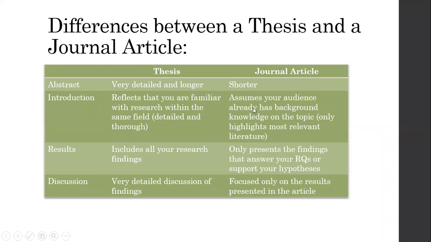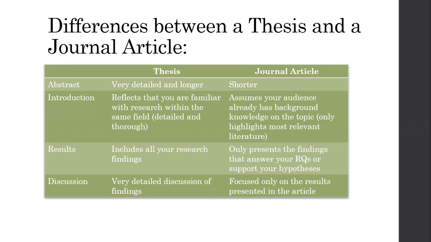Now, let's move to the journal article. The abstract in the journal article is shorter, of course. The introduction should be concise and not include any details. Why? Because your audience already has the knowledge and the background on the topic. You need only to highlight the most relevant literature related to your research question.